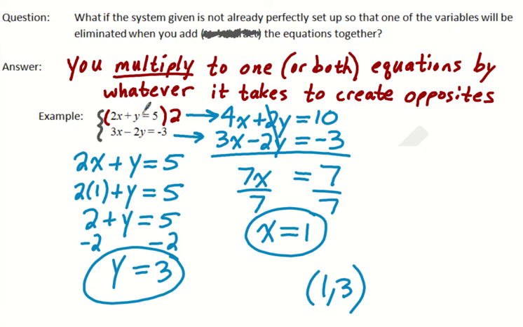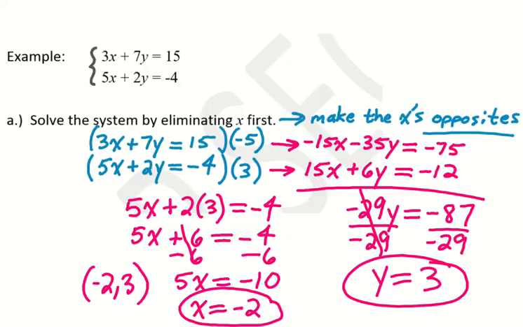Now, sometimes you are going to pick a certain letter. Like when I look at this one, I go, ooh, I'm not going to pick the x's to make opposites, even though I could. I'm going to pick the y's because that way I only have to multiply something to one of the equations like I did in this problem. But sometimes you're left with no choice. You have to multiply both equations by something in order to make either the x's opposites or the y's opposites.